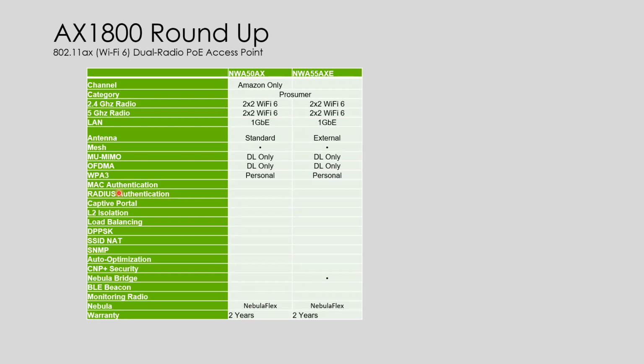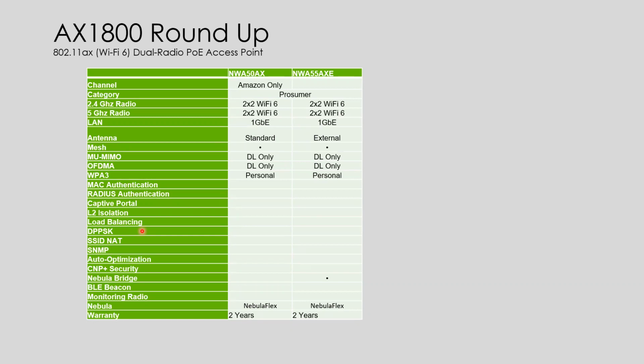In addition to being what I'm going to call a Wi-Fi 6 Lite product, these products also are missing some of the other features that you would expect in a business class access point. So some of the features that you are missing with these that may be important to you and your customers: captive portal technology. There is no captive portal in these models. There is no layer 2 isolation. There is no load balancing. There is no dynamic pre-shared key. There is no being able to do AP-based NATing on different SSIDs, no SNMP.